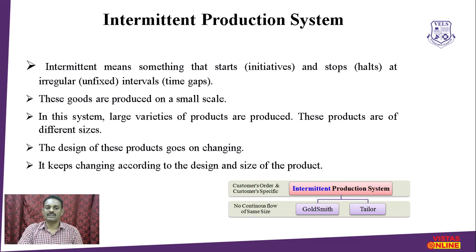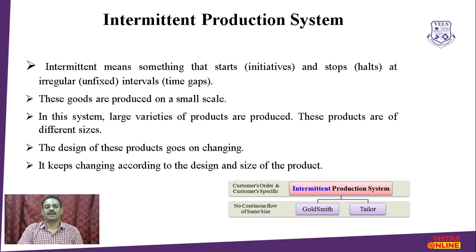In this system, a large variety of products is also possible to produce. If the company has a confectionery segment, in that segment they have so many flavors in the same brand. It is possible to produce those products in the intermittent production system. In the first flavor they produce the product, after that they stop the production, and then immediately they start the second flavor of that particular brand. So a large variety of products can be produced under the intermittent production system.